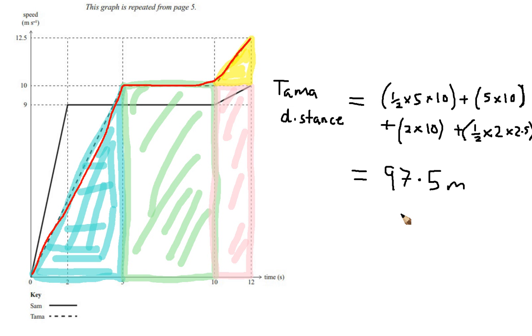Cool, well I hope you found that helpful. So from a speed-time graph, you can work out the distance by taking the area underneath the graph, and you can work out the acceleration from the slope for a part of a graph. And those are the kind of things that they'll ask you to do. Cool, well I hope you found it helpful, and good luck for your exam.